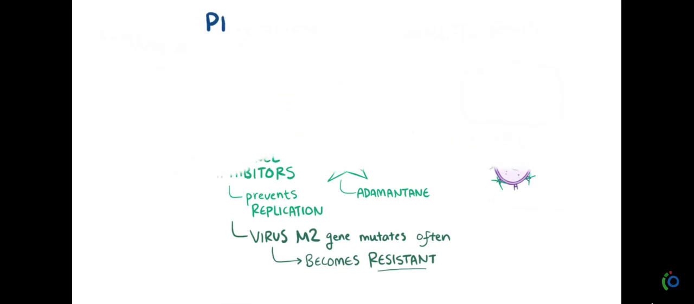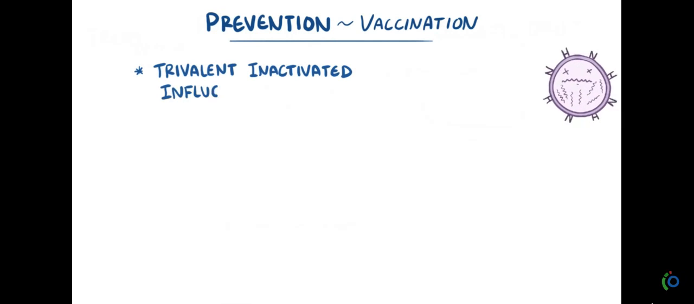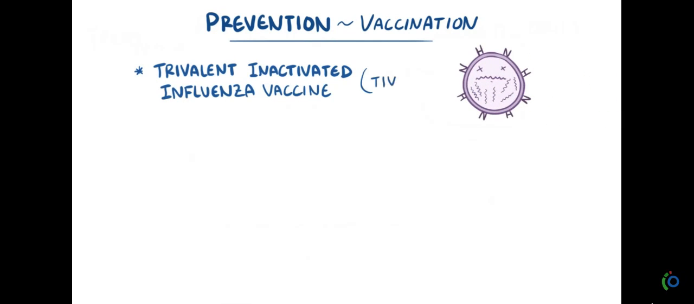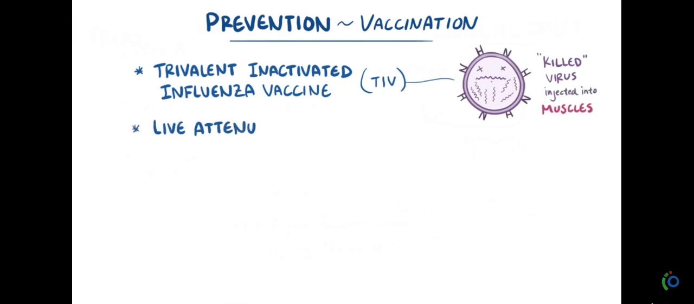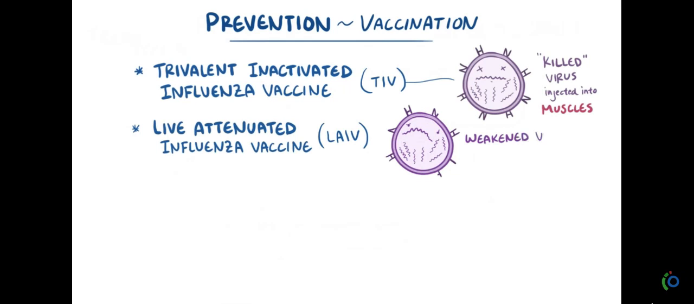Now, the most effective way to prevent influenza is through vaccination, and there are two that are commonly offered. One option is a trivalent inactivated influenza vaccine, or TIV, which is a killed virus that's injected into a muscle. And the other is a live attenuated influenza vaccine, or LAIV, which is a weakened virus that's sprayed into the nose, so it can infect the epithelial cells.